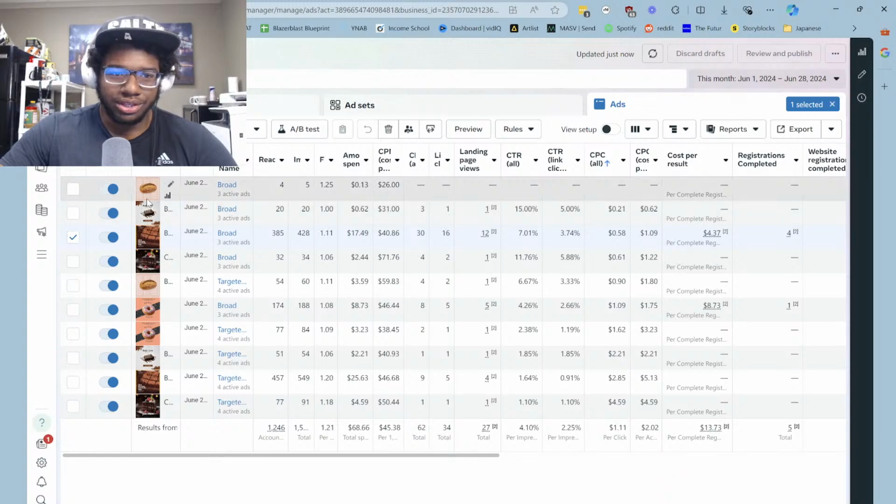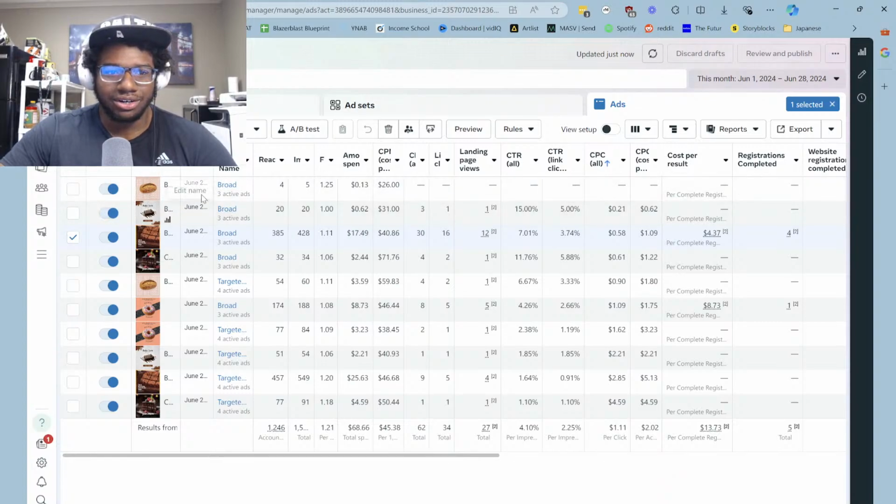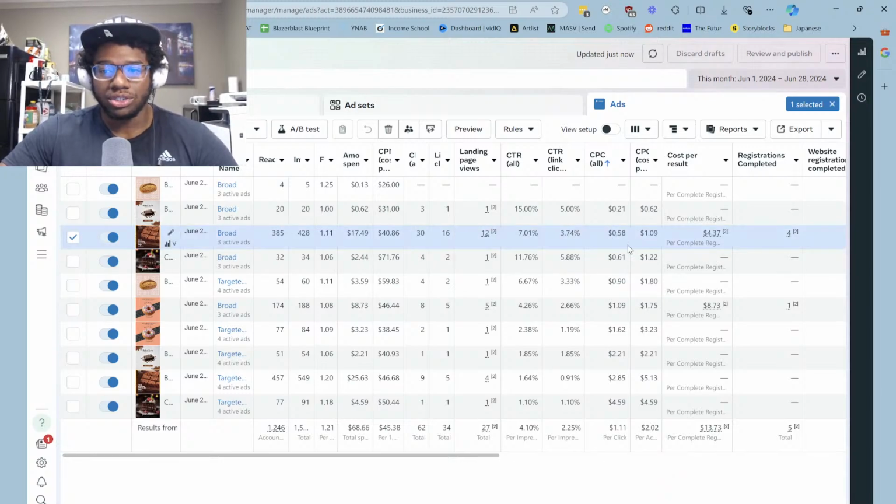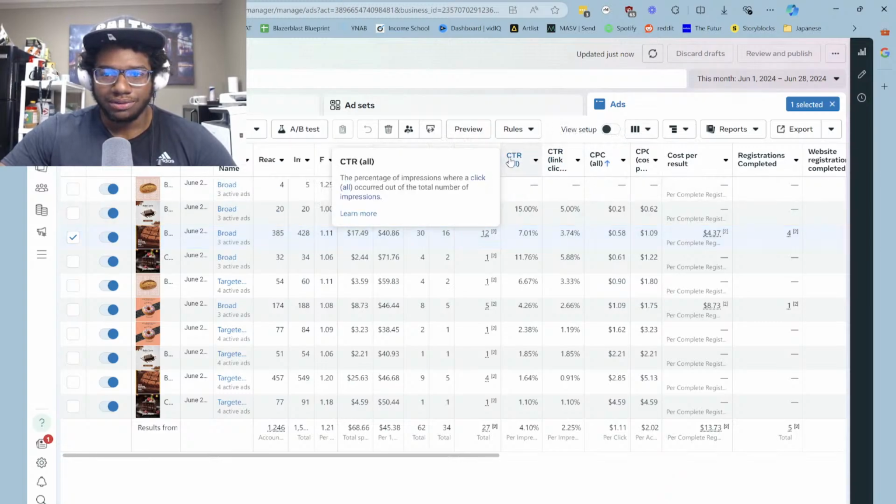And both of these aren't live. I know they're rejected. So this is the lowest cost per click ad that I have running. So I think that's pretty good. And then after that, he was saying our CTR.